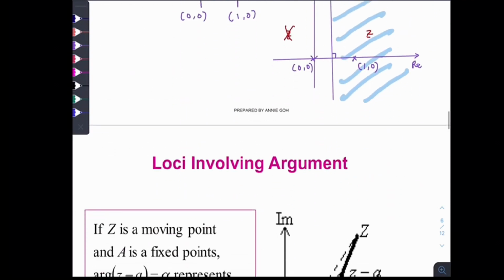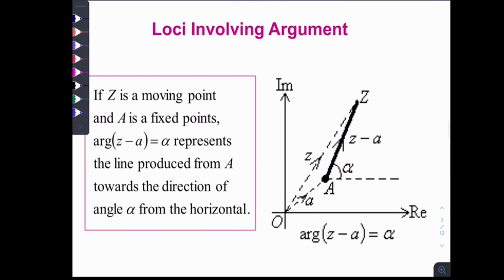So now comes the third one, the loci involving argument. Have a look at the general formula here. Argument of (z minus a) equals alpha. This represents a line that is produced from the point A, towards the direction of the angle alpha. This alpha is actually the angle from the horizontal. Same thing here, you have to recognize this equation and make sure that this symbol is a minus and not a plus. Have a look at the diagram at the right hand side here.